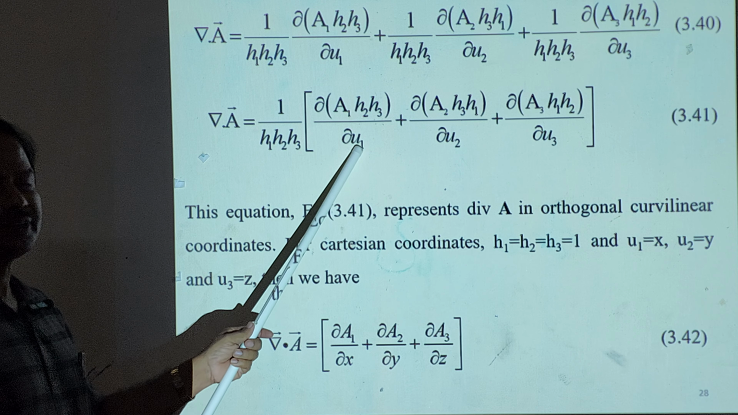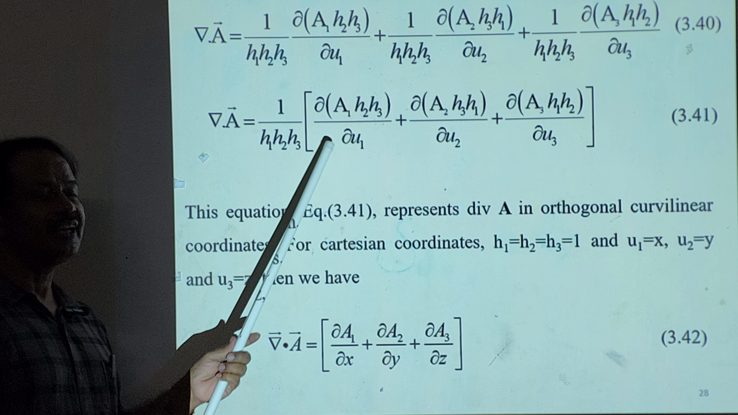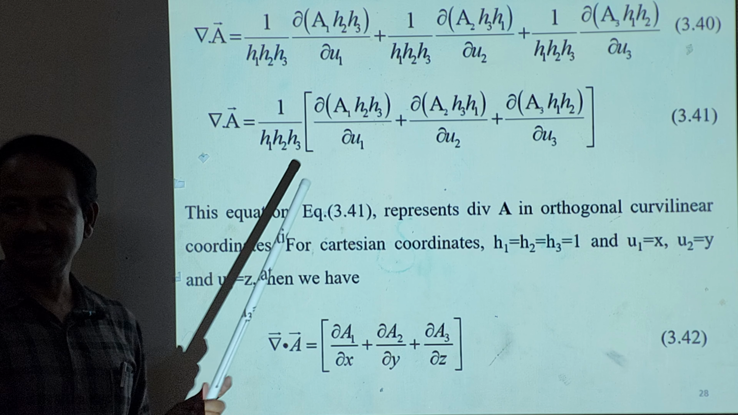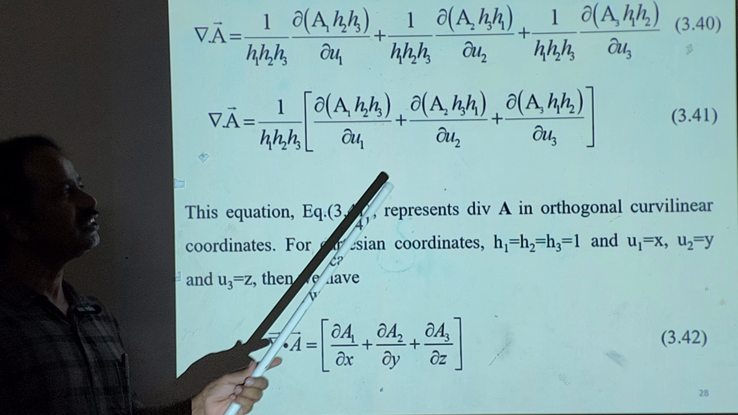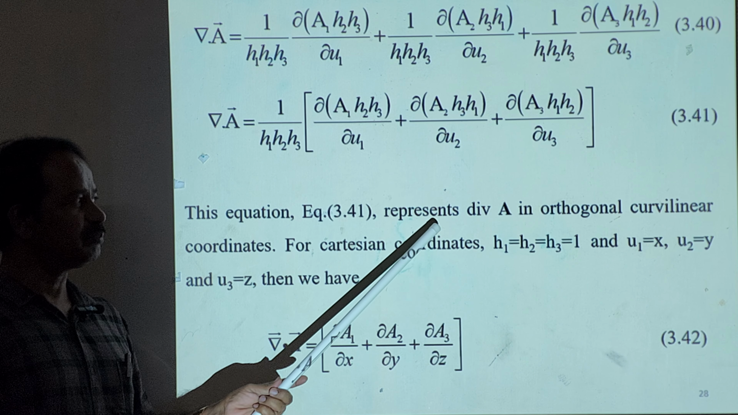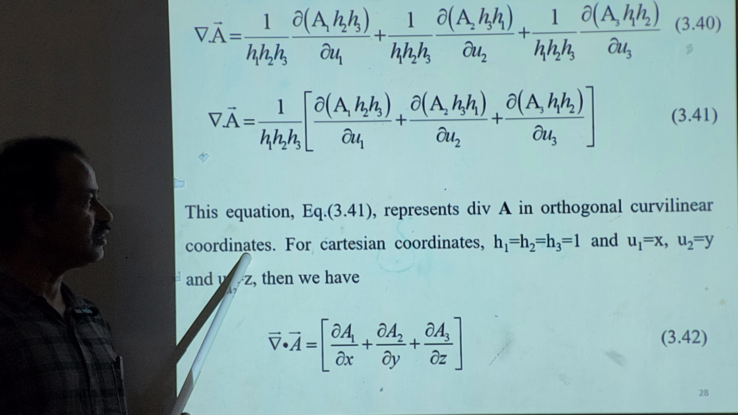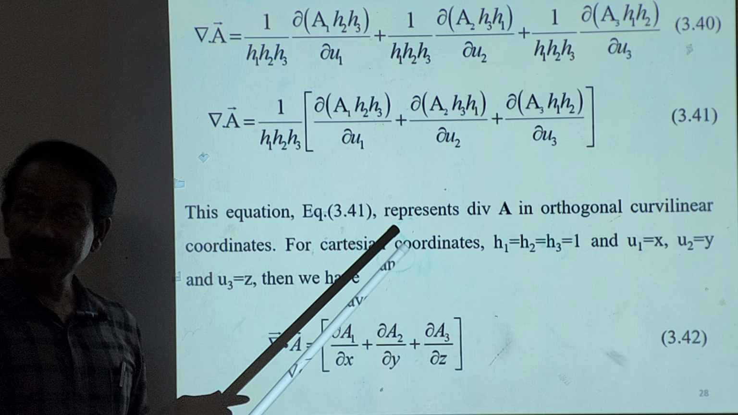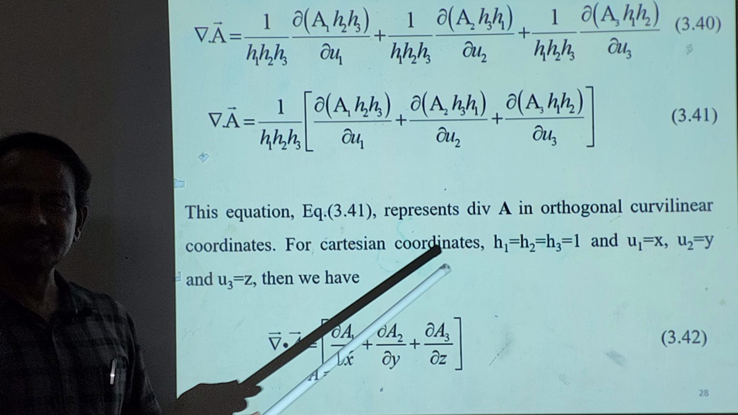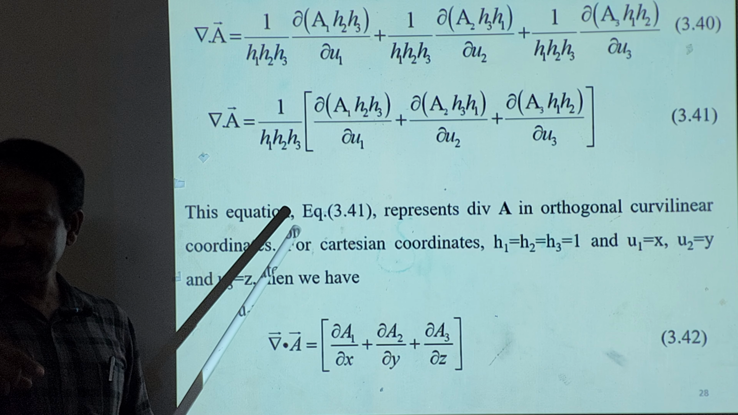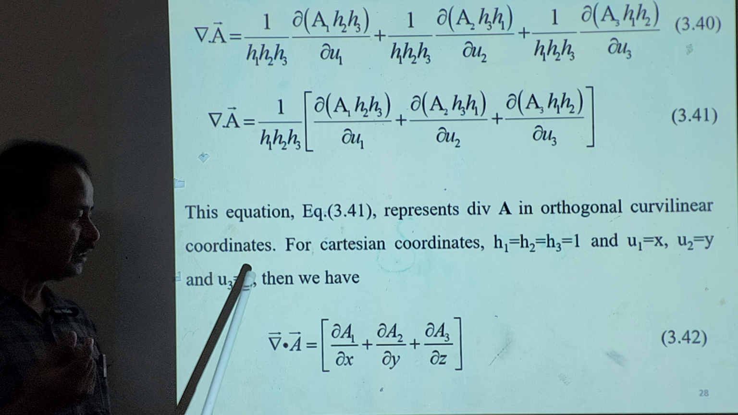So this is the expression for the divergence of A in a curvilinear coordinate system. We have derived it now. So equation 3.41 represents div A in an orthogonal curvilinear coordinate system. For any Cartesian coordinate system, as usual, h1 equals h2 equals h3 equals 1, and u1 equals x, u2 equals y, u3 equals z.